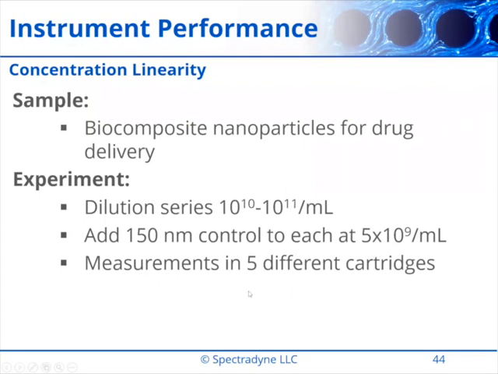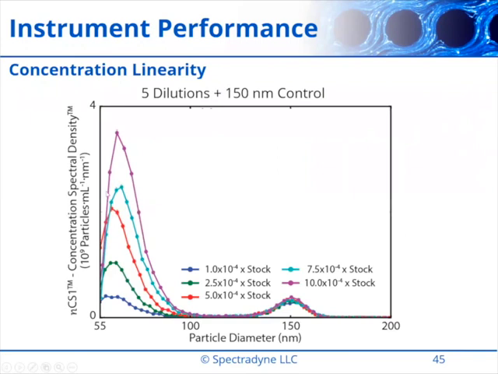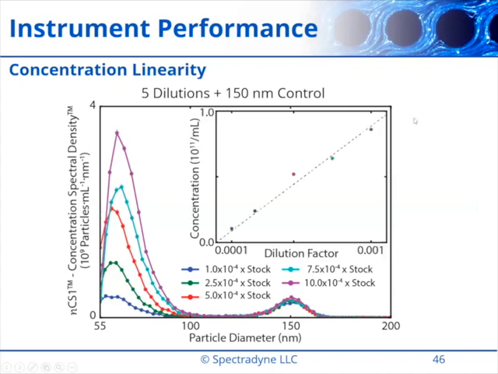Measurements across 5 cartridges. So here's the data. The biocomposite nanoparticles are here around 60 nanometers. You can see a clear trend in concentration increase. At the same time, we spike in the 150 nanometer beads at the same concentration each time. So you're really getting 2 results from this set of measurements. One, the repeatability of the technology, which looks good, and two, the concentration linearity. How linear is it? Well, if we plot the measured concentration versus the expectation, we get a very nice line here. So I think this is a great example of what we can do with our technology.